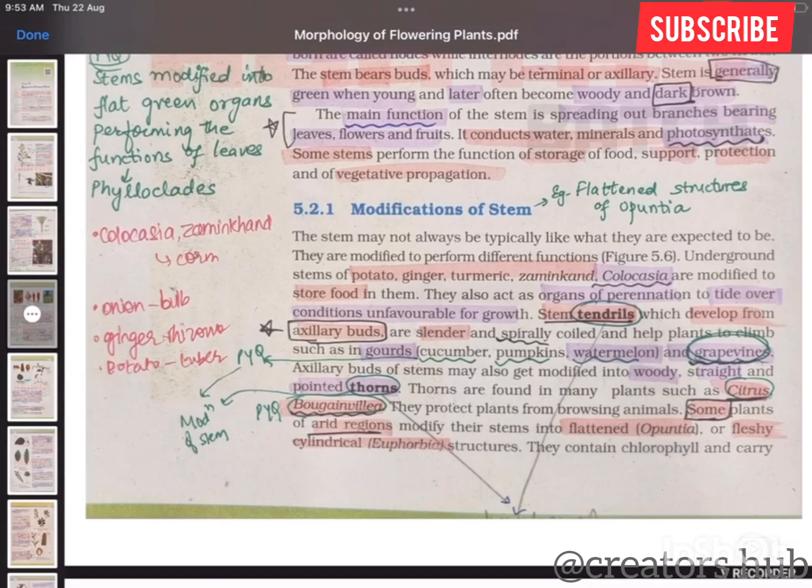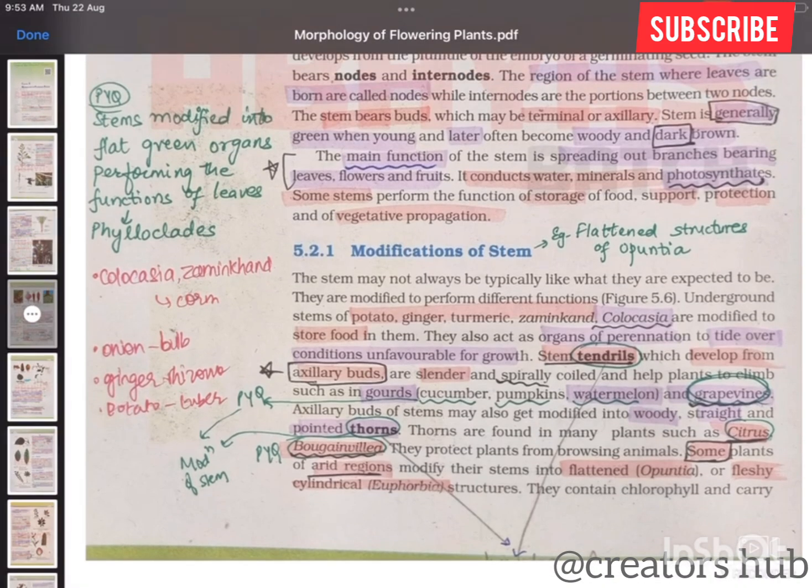Some stems perform functions of storage of food, support, protection and vegetative propagation. इसमें जो PYQ आया वो है stems modify into flat green organs performing the function of leaves. Phylloclads जिनको हम बोलते हैं, जैसे हम Opuntia में देखते हैं.